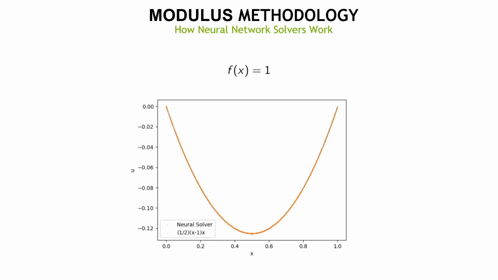If we use a constant function 1 as the right-hand side function, we have an analytic solution that is shown there in orange. And you can also see that we can get exactly the same answer using the physics-informed neural network approximation.